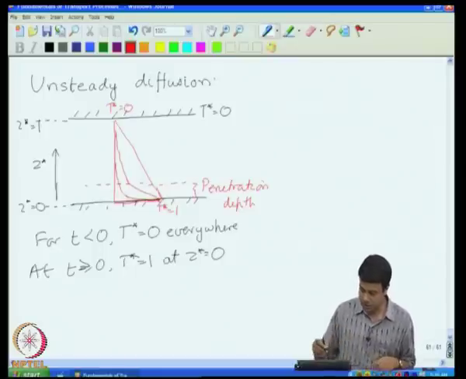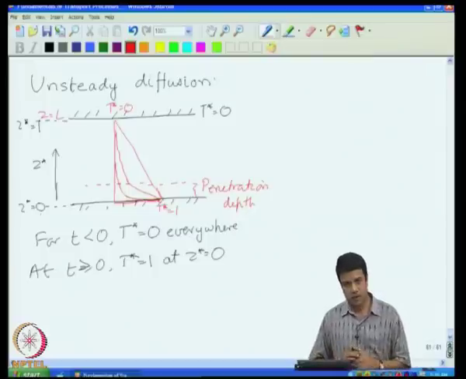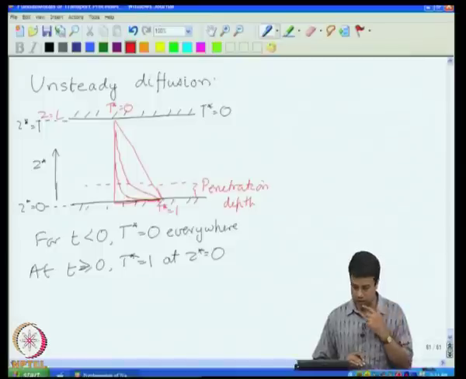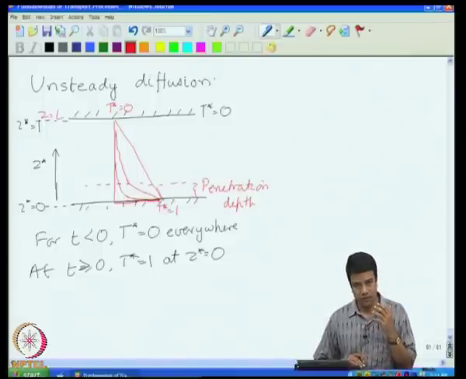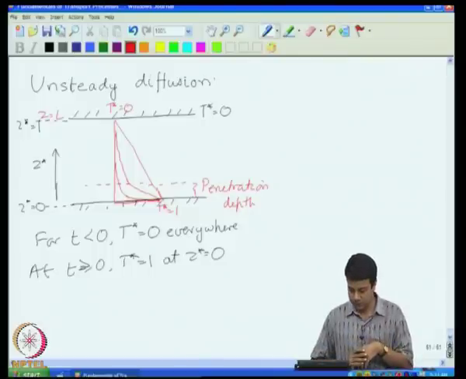The total height was z equal to 0 to z equal to L. If the penetration depth is small compared to that, then as far as the temperature field is concerned, the top surface is very far away. So, I do not have to know the exact location of the top surface. I just have to know that as I go further and further up, the temperature reaches 0, as the distance becomes very large.